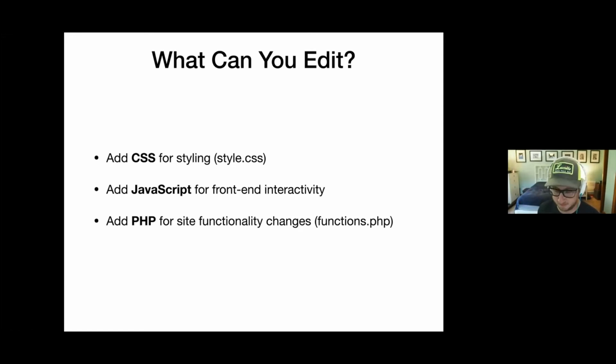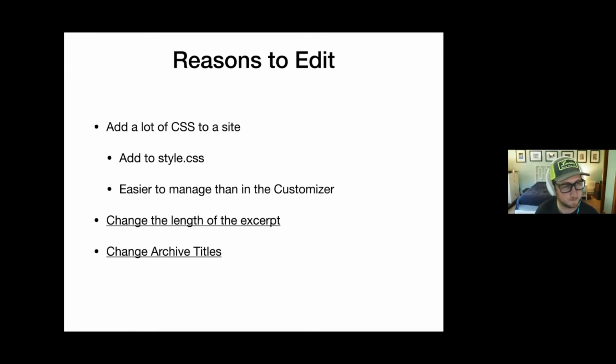If there's some sort of behavior on the front end, like when you click on something it expands, or if there's a slider or something, that's all JavaScript. So you can edit that kind of thing. And then you can also edit PHP, which changes the site functionality. We'll go over what the functions.php file is. One thing we kind of missed in here was HTML/template files. We won't go over that too much in this presentation, but just know that's a fourth thing you can edit in a theme.